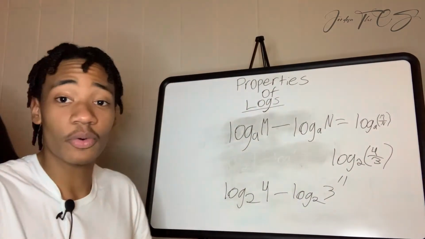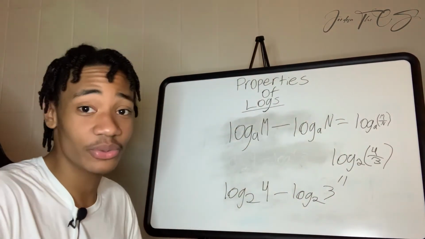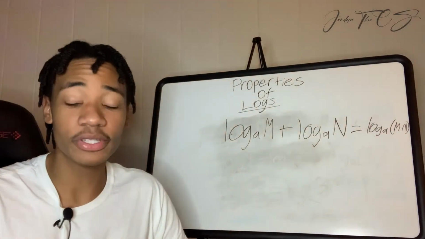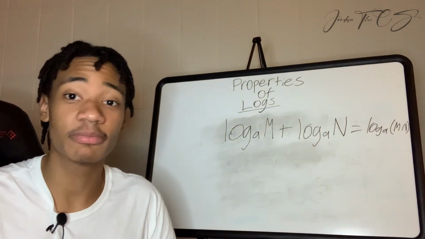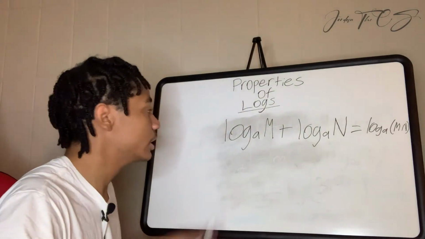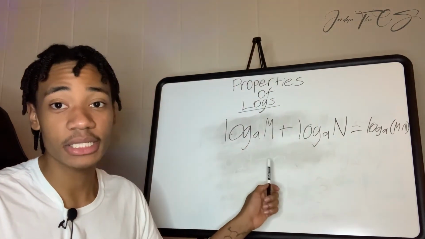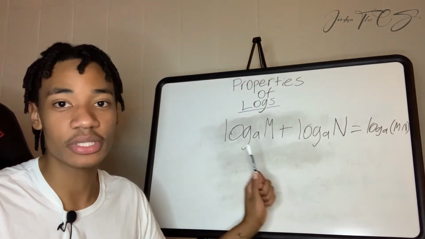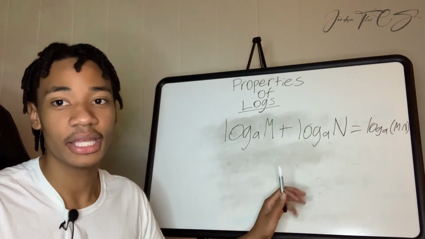My equals is horizontal, sideways, slanted. It's very cool. Honestly, I went over these a couple of days ago, so I forgot a lot of things. But basically, for this one, you're going to have log base a of m plus log base a of n is going to equal log base a of m times n.